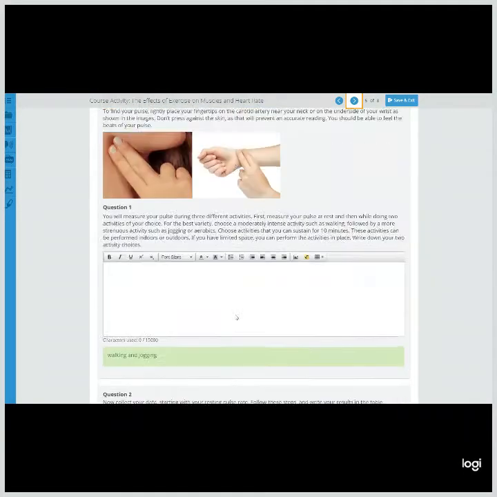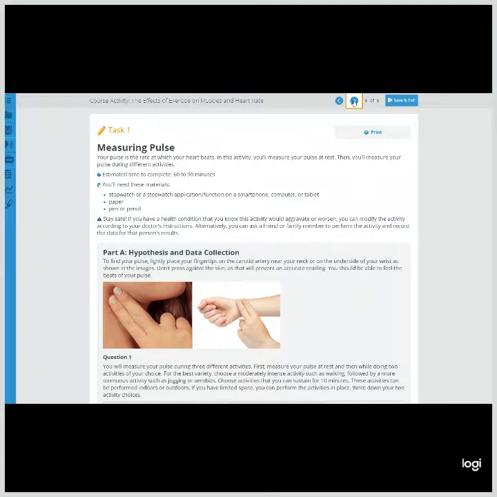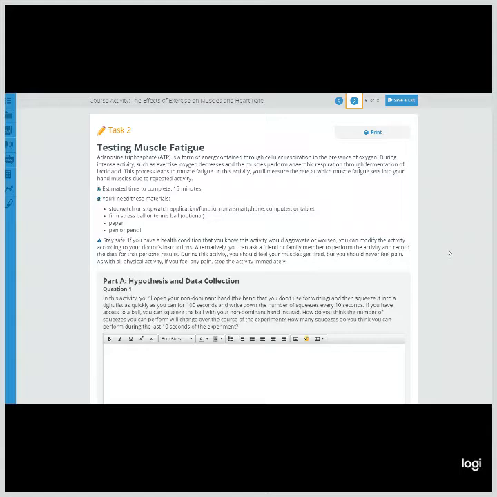So that's the first part, and there's actually 3 parts to this experiment. Second one, you're going to be testing muscle fatigue. So ATP, which is the form of energy that is obtained through cellular respiration in the presence of oxygen. So as you breathe in, your muscles get energy through ATP.